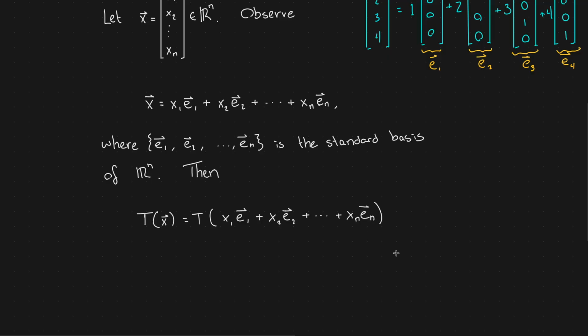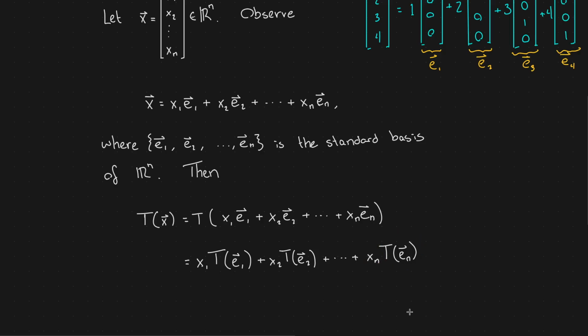And because it's a linear transformation, linear combinations are preserved. So this is going to be equal to x1 times the transformation on the first vector in the standard basis plus x2 times the transformation on the second vector in the standard basis, and so on. Now, as we remember, this is a linear combination of vectors: scalar times a vector plus a scalar times a vector plus a scalar times a vector.